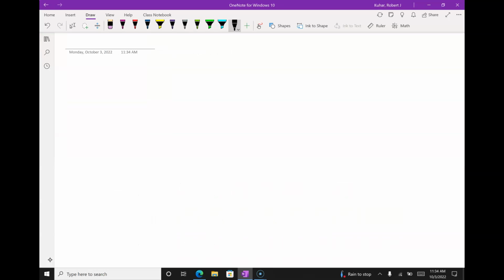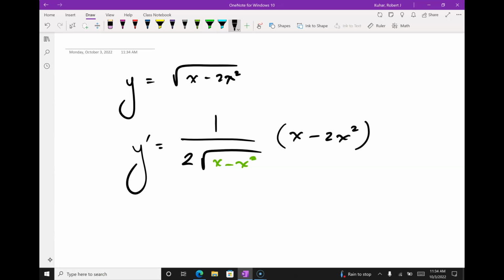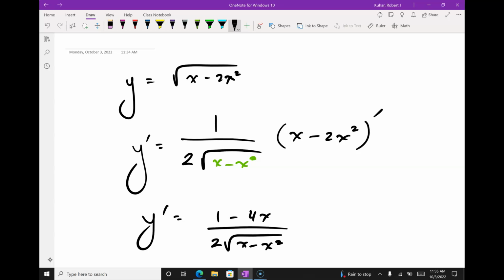What was the one we had before? Y equals square root of x minus 2x squared, right? So outside function, do we know the derivative of a square root function? Hell yeah. 1 over 2 square roots. But I'm going to keep what's inside, keep the cat in the box. And then I'm going to multiply by the derivative of the inside. So notice I put the inside in parentheses and I put a prime on it because I'm going to take that derivative now. And so what do I get as a final answer? I get 1 minus 4x all over 2 square roots of x minus x squared.